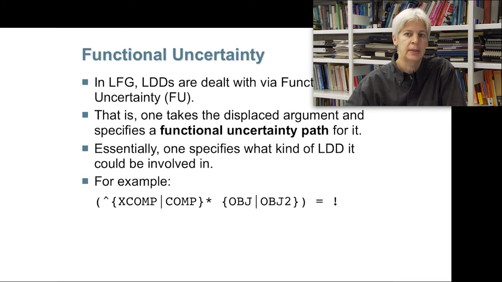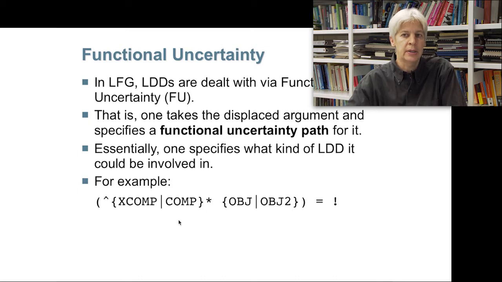For example, here's a sample path for English, or in general for functional uncertainties. You could say, okay, I'm going to have either an object or a secondary object. It's going to be one of these. In the examples that we saw, subjects don't tend to be topicalized in that way. So either an object or a secondary object, and this object or secondary object could be coming from within either an XComp or a comp. So this is the disjunction. And there's a Kleene star here, which means there can be 0 instances of it, or infinitely many.